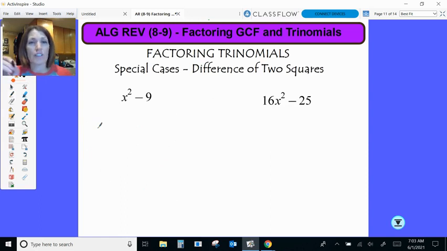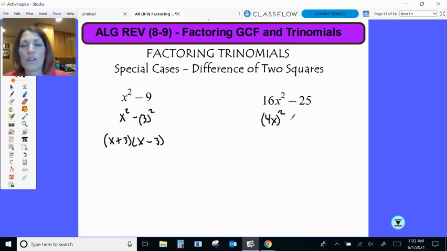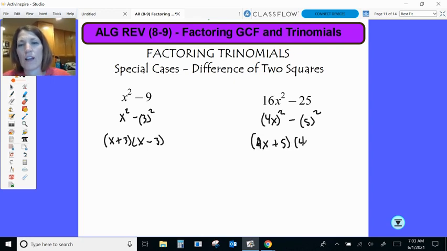Now, special cases is difference of 2 squares. So whenever you have a perfect square here and a perfect square here, this is x squared minus 3 squared. So we have a difference of 2 squares. All you have to do is go x plus 3, x minus 3, and you're done. That's factored, okay? So that's a special case. So here we have 4x squared minus 5 squared, and then we just factor that into 4x plus 5 and 4x minus 5. Boom. Okay, so that's my difference of 2 squares.